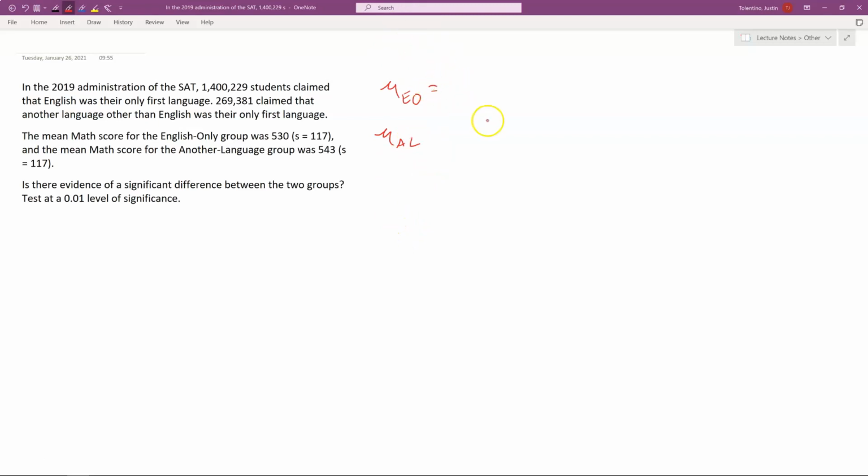And of course, we can just define what these are. So these are the mean scores, mean math SAT scores for the English only group. And this is the mean math SAT score for the another language group.